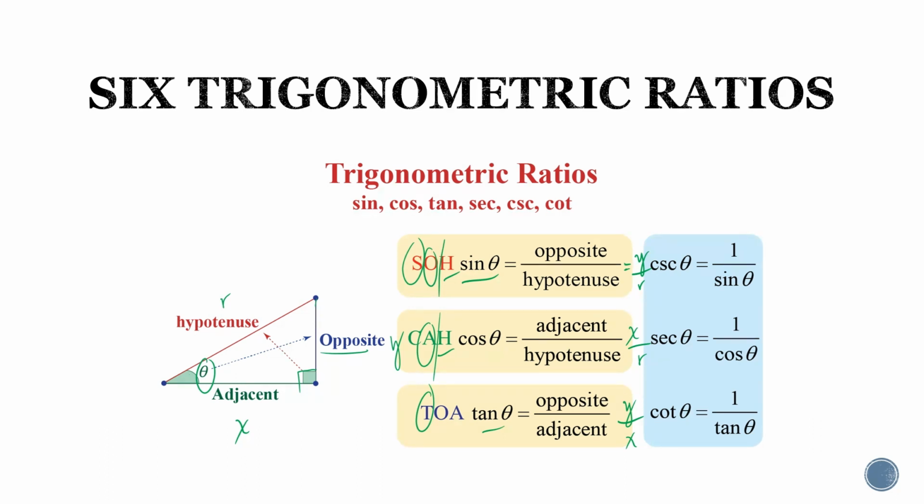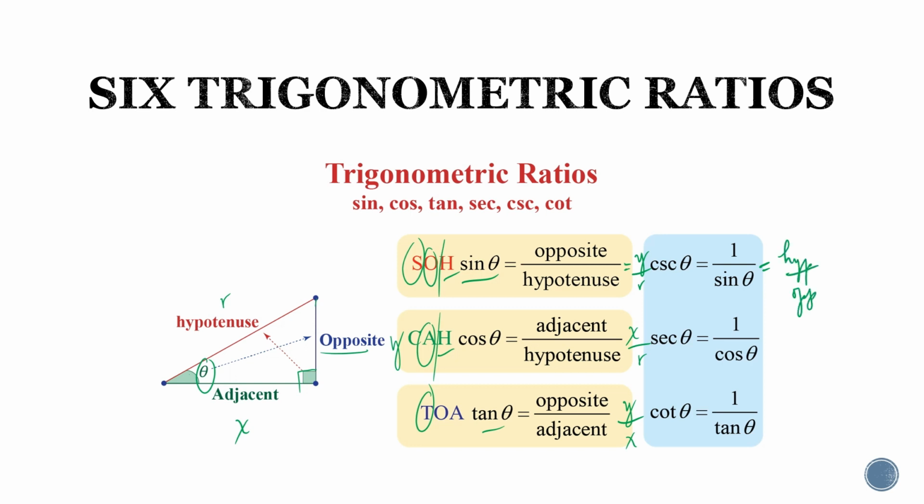That's the reciprocal of sine theta, so 1 over sine theta is hypotenuse over opposite. So hypotenuse over opposite.